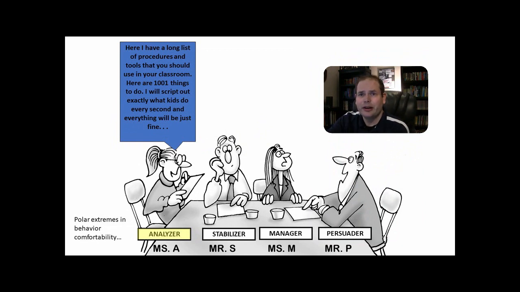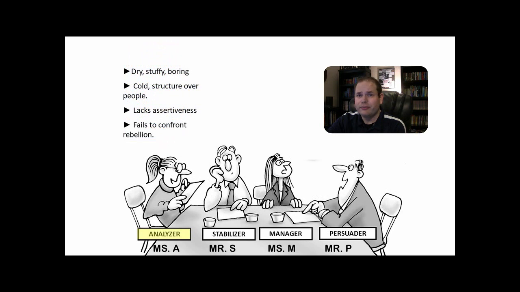If you went up to them and said, hey, what should I do to create a good classroom culture? Their response would be, I've got 1,001 tools and all these amazing things you can do. And they'd probably be pretty overwhelming for you as a first-year teacher, because analyzers, we've got a lot of tools in our toolbox. But remember, for every strength, there's a downside to it. If you just focus on your analyzer behaviors, you can come across as dry, stuffy, boring, and cold, structure over people with not a lot of assertiveness. And so we need to develop the other behaviors as well.